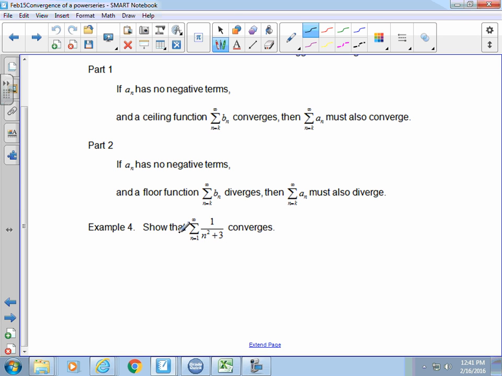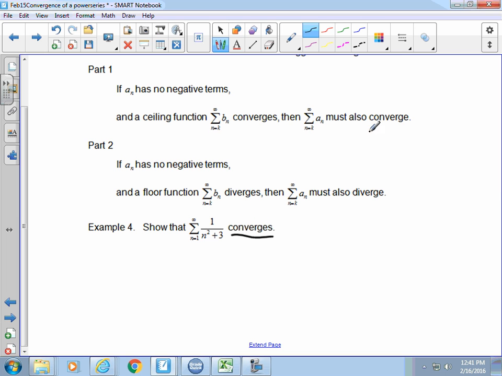A P series, 1 over n squared. It looks a lot like that. Well, if I can find a P series that this is always less than or always greater than, that converges or diverges accordingly, then I can prove that it converges. So I do want to show that it converges. There's no question about what I'm trying to show here.